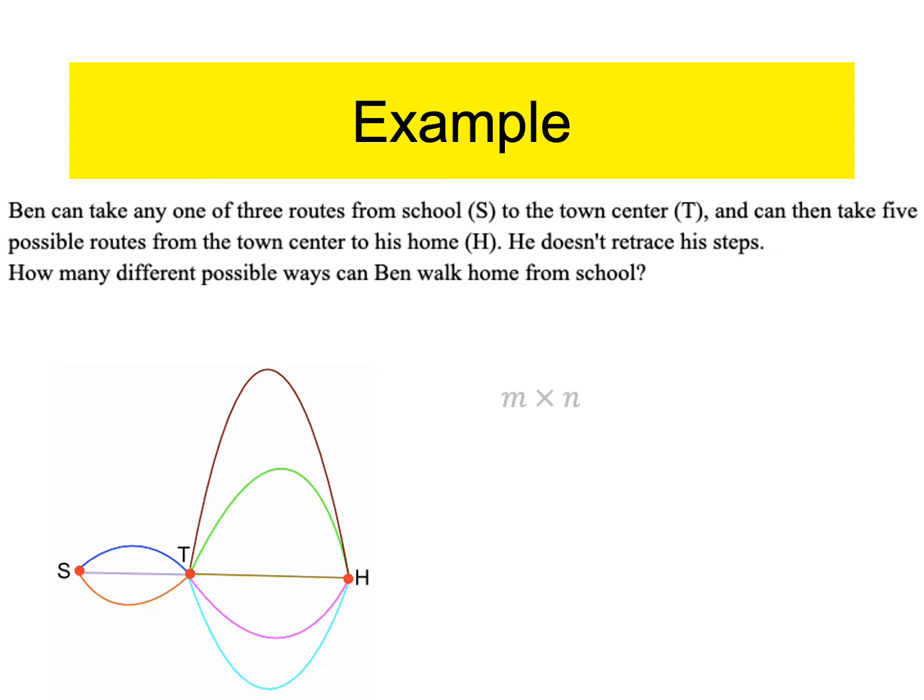So this is still just the counting principle. How many ways are there of getting from S to T? Well, there's 3 ways. What does the T stand for? It stands for the town center. How many different ways are there of getting from the town center to his home? There's 5 ways. So this is 3 times 5, which is 15. So there's 15 different unique routes of getting from his school to his home if he stops at the town center.